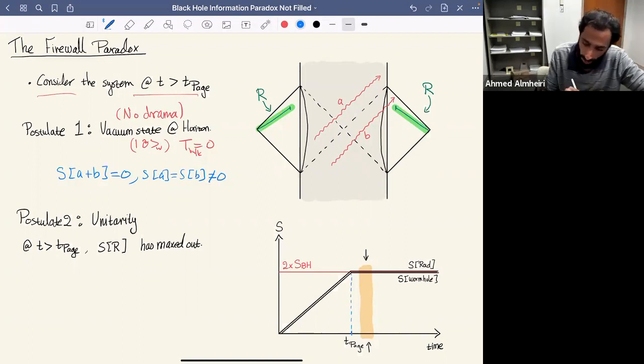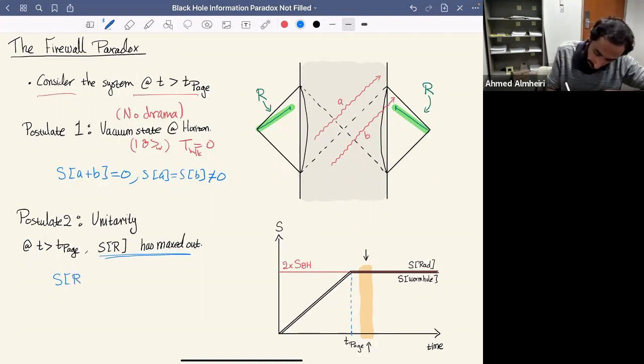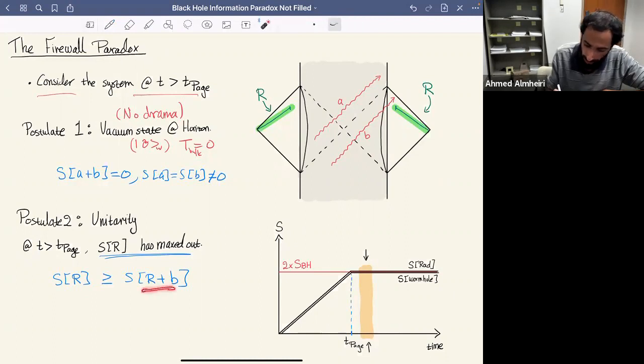That's postulate 1. Then there's postulate 2, which is unitarity, which is that if you look at the system after the Page time, somewhere here, then the entropy of the radiation has maxed out. Or maybe said differently, the black hole is maximally entangled with the radiation. What this means is that if you compare the entropy of R to the entropy of R plus one more quantum, B, coming from the black hole, then the entropy of this must be less than or equal to this, basically because the entropy has maxed out. You cannot increase the entropy.